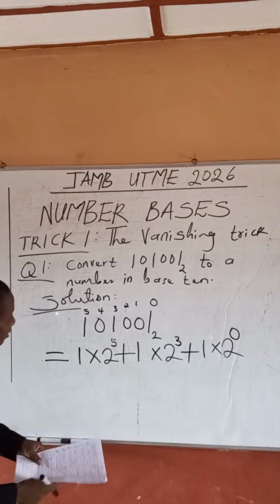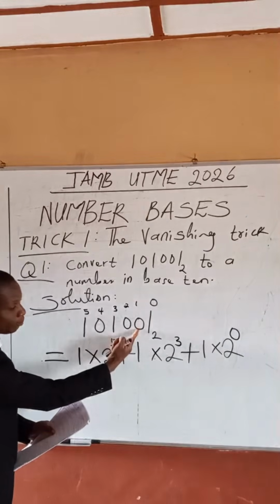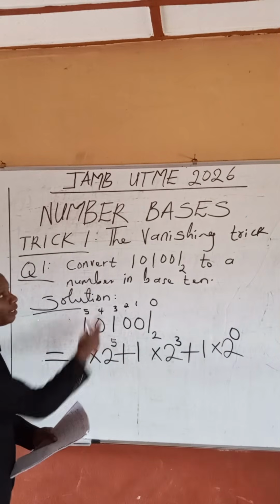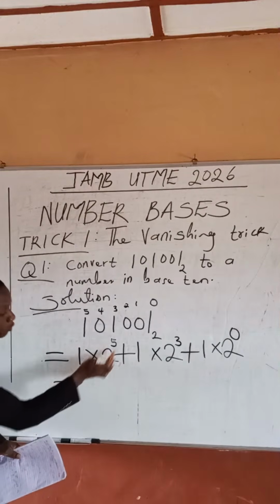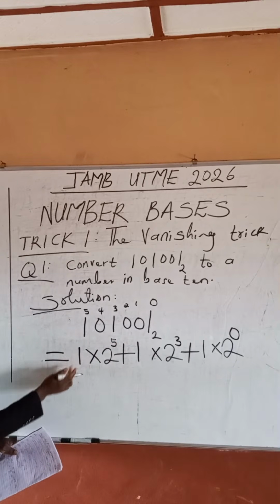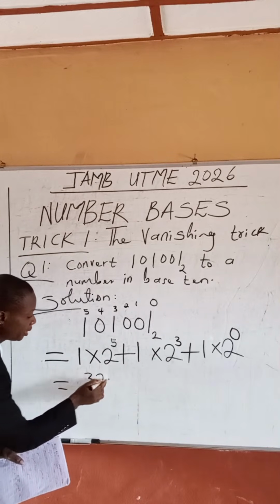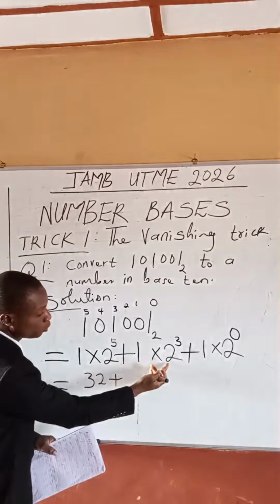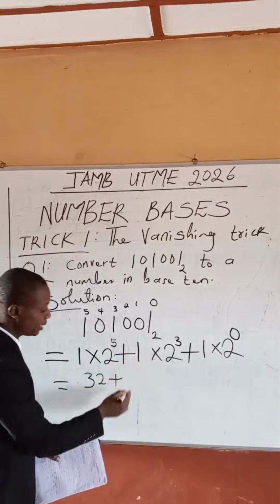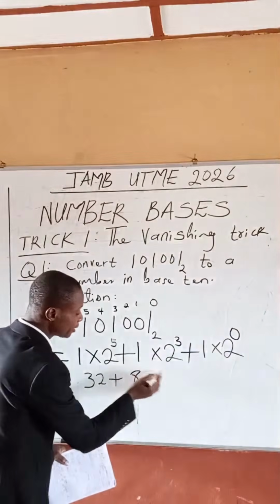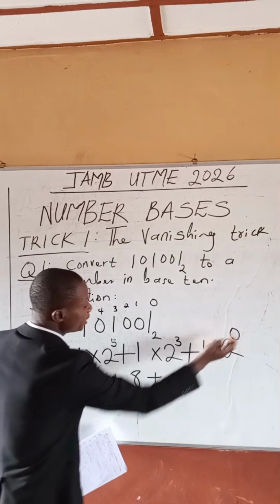So right now that we have our exponent, we have seen that 2 has disappeared here, here, and here. This is the vanishing trick. Once you use this, you are simply going to use 2 raised to the power 5, which is 32. Okay, that is 1 times 32. Then plus, this is 1 times 2 raised to the power 3. Okay, 2 raised to the power 3 is 8. 8 times 1 gives us 8. Then plus, here, 2 raised to the power 0 is 1.